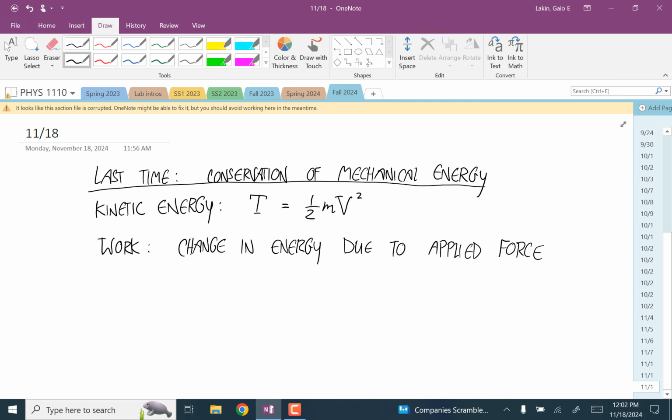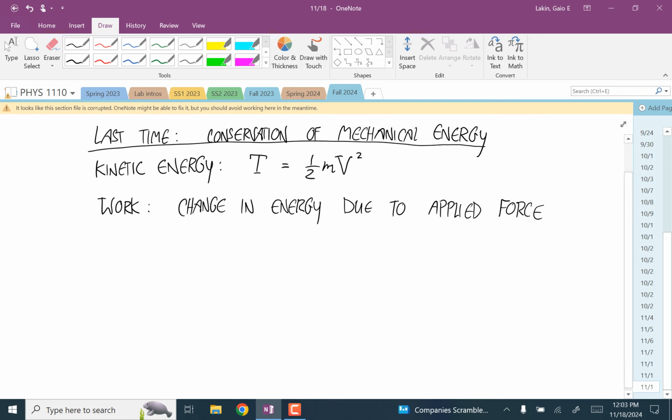Okay, so how does this work? Well, if you apply a force to something, it can change the speed. We've seen that a lot. It doesn't have to change the speed. Sometimes the speed stays constant when you apply certain forces. But a force can change the speed. And so when it increases the speed, it's increasing the energy of the object. And when it decreases the speed, it's decreasing the energy in the object.